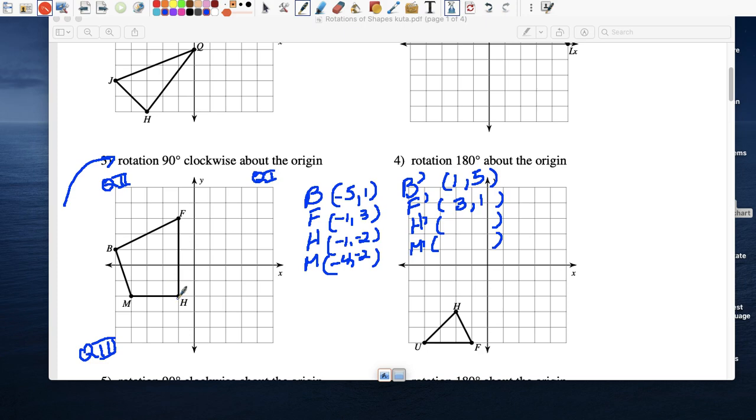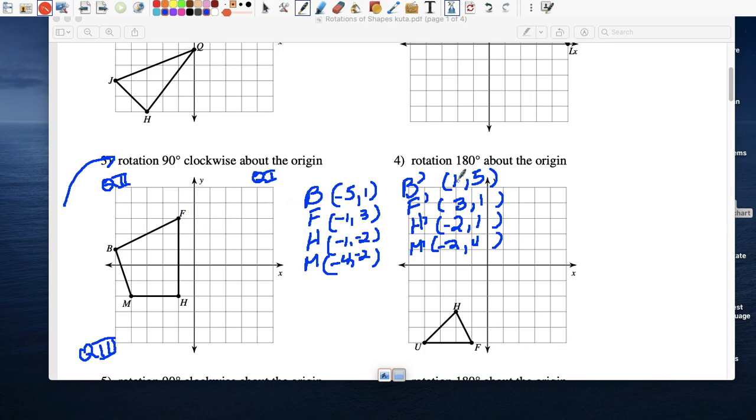Point H is in quadrant 3. We'll go to quadrant 2, so we're going to switch the positions once. And in quadrant 2, the x-coordinate is negative. And then point M, which is -4 and -2, becomes 2 and 4. But the 2 is negative because in quadrant 2, the x-coordinate is negative and the y-coordinate is positive.